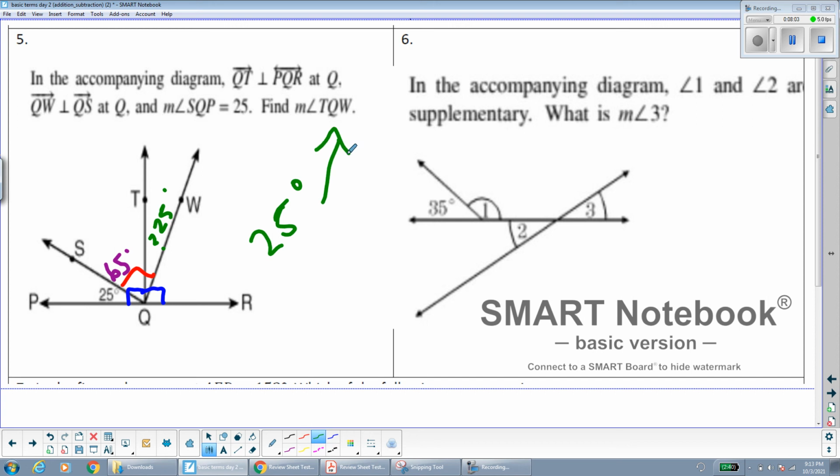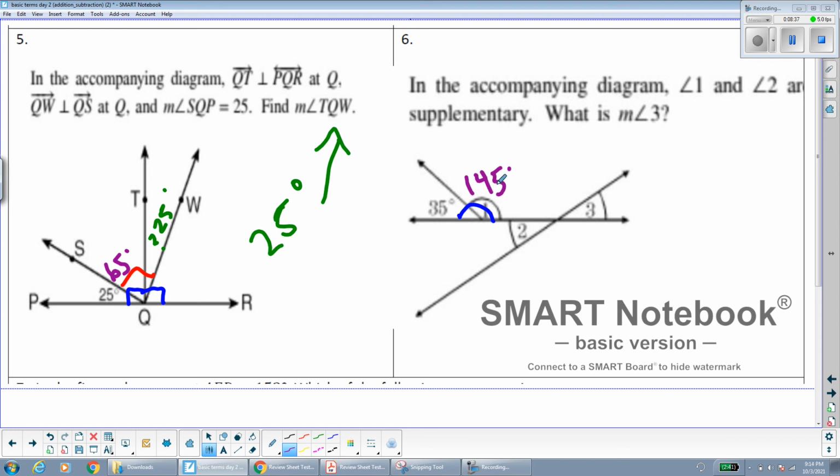For number 6, we are told that angle 1 and angle 2 are supplementary to each other, and we need to find what angle 3 is. So let's use some of our angle relationships here. First of all, this 35-degree angle and angle 1 are also supplementary because they form a straight angle altogether. So we can find angle 1 by doing 180 minus 35 degrees. And that will give us 145 degrees. Let me put that in over here.